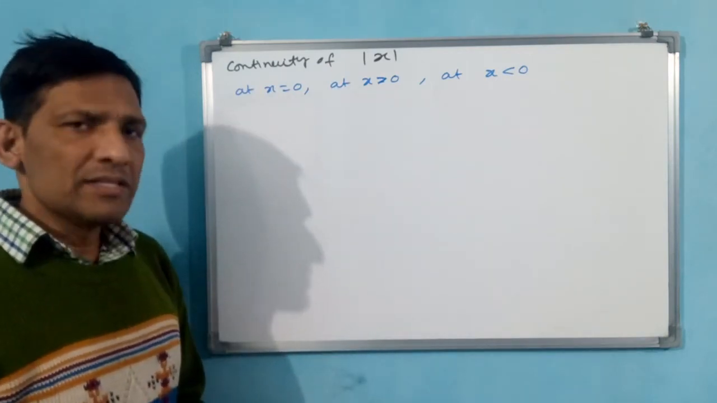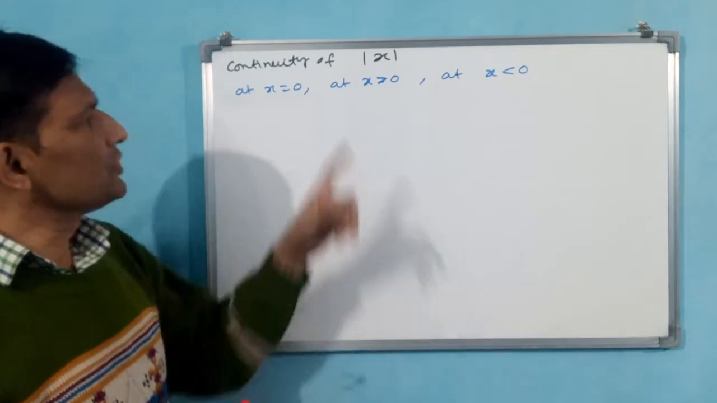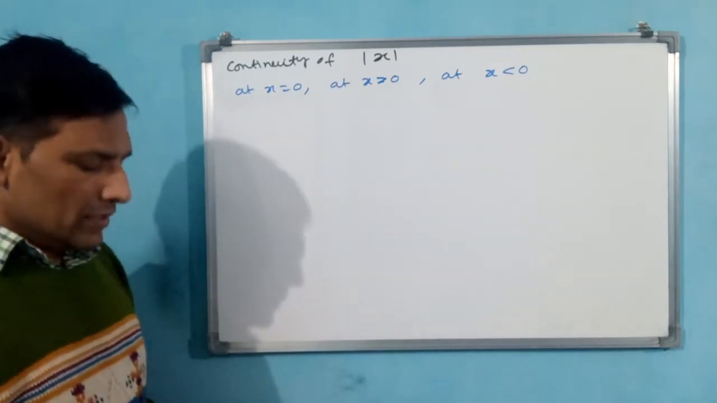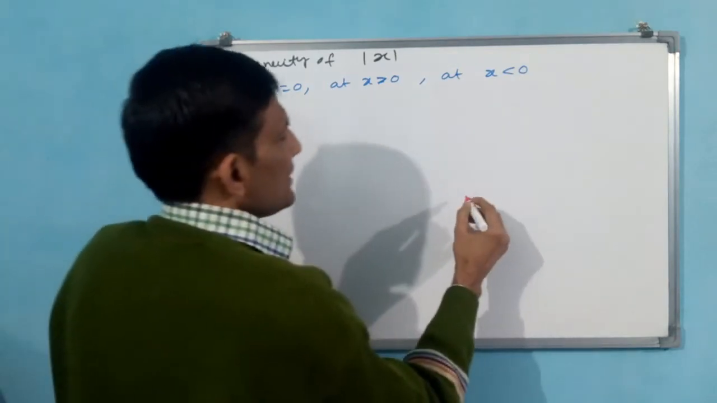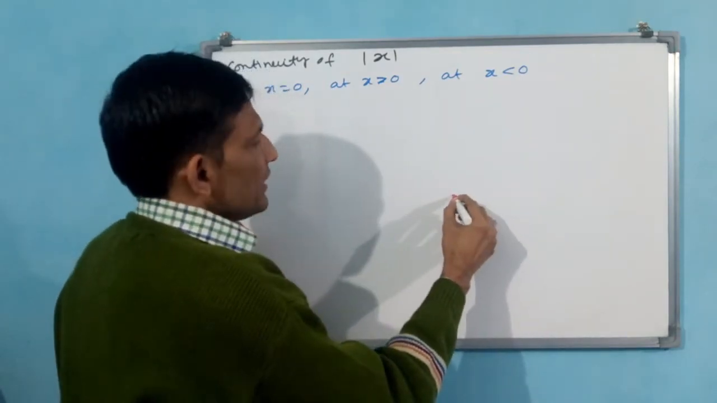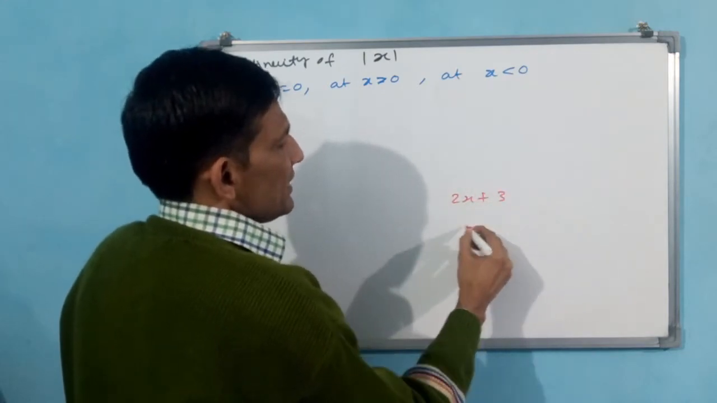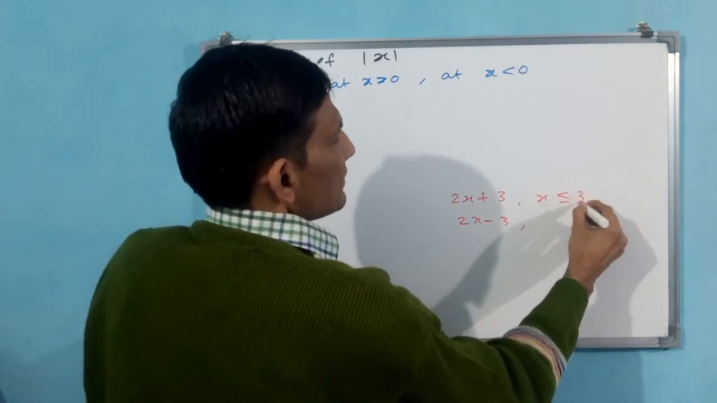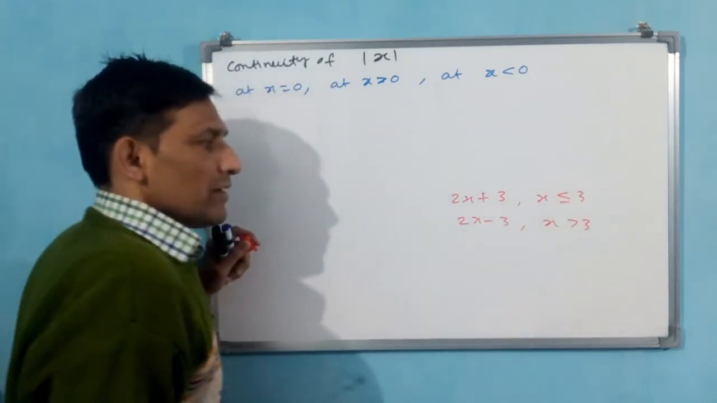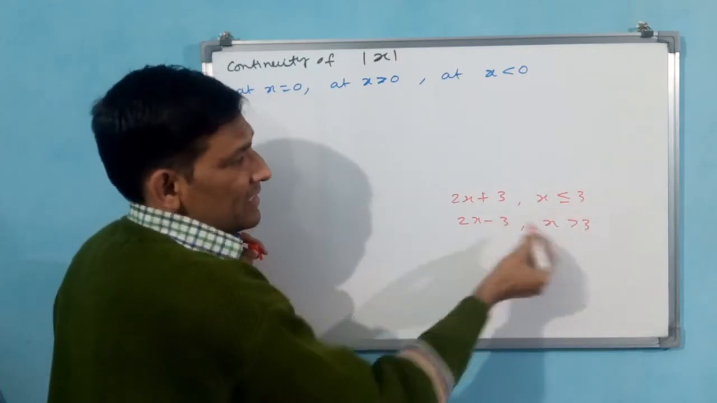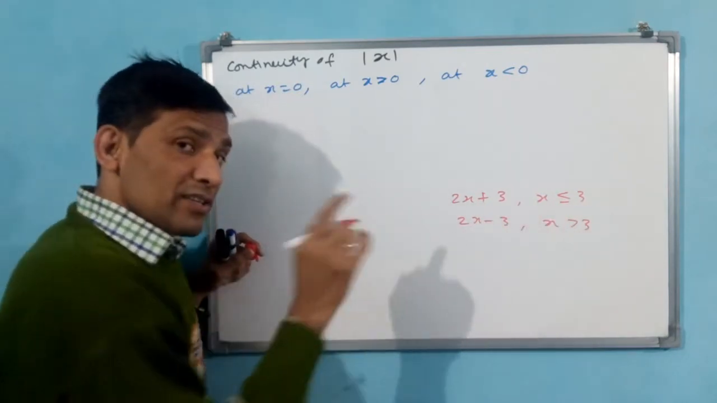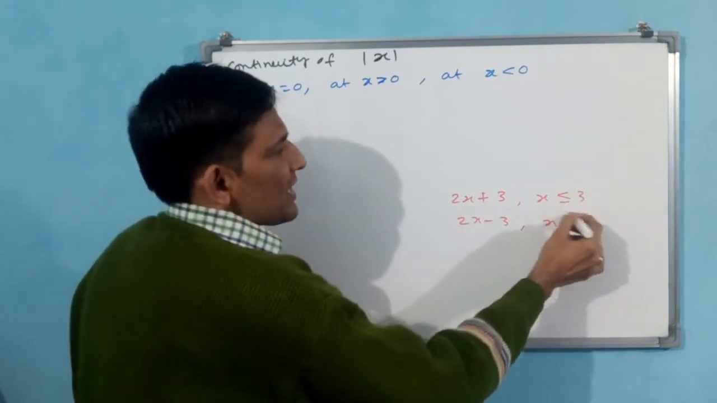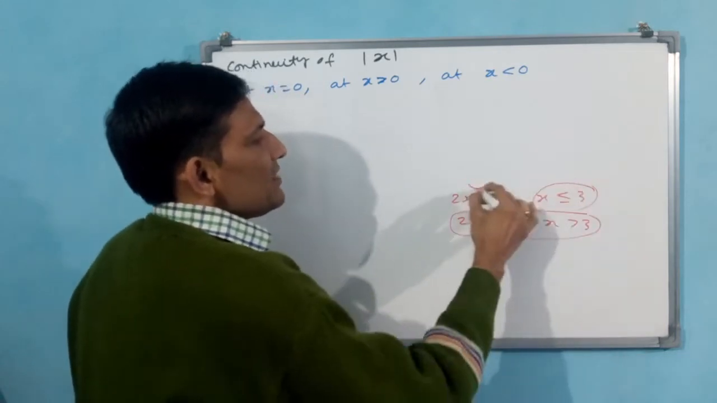Normally we know straight functions are continuous. Why? Because, see, now I will write something. If any function is like 2x plus 3 and 2x minus 3, here the function is changing at 3. Discontinuity may occur at 3, because the functions are changing. If this condition is not there, then it is a continuous function.